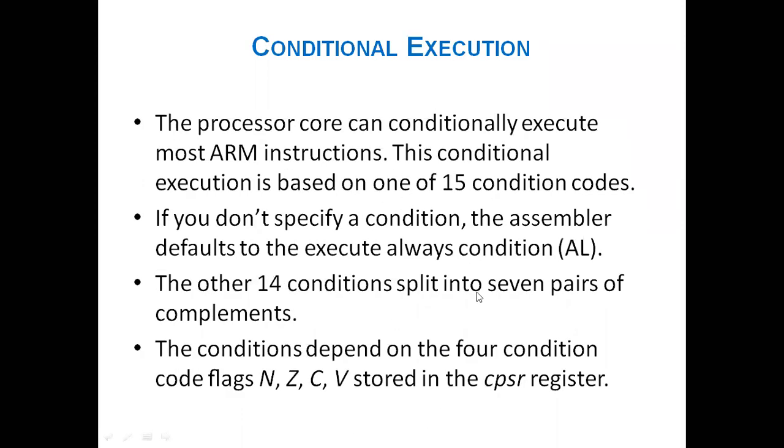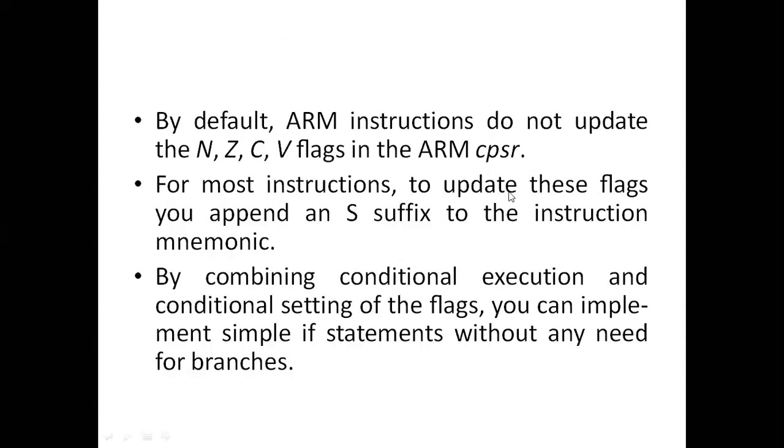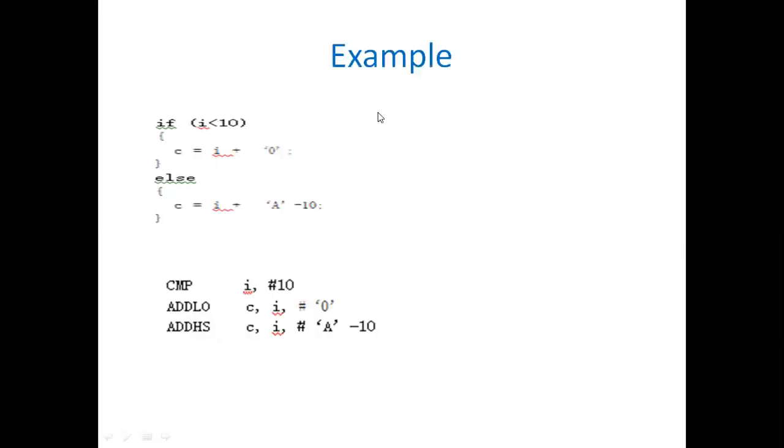What is conditional execution? You are using 14 condition codes plus one execute-always condition. You are executing certain instructions based on the flags set in the CPSR register. For most instructions to update these flags, we append the S suffix to the instruction mnemonic. By combining conditional execution and conditional setting of the flags, you can implement simple if statements without any need for branches. Look at one example here.